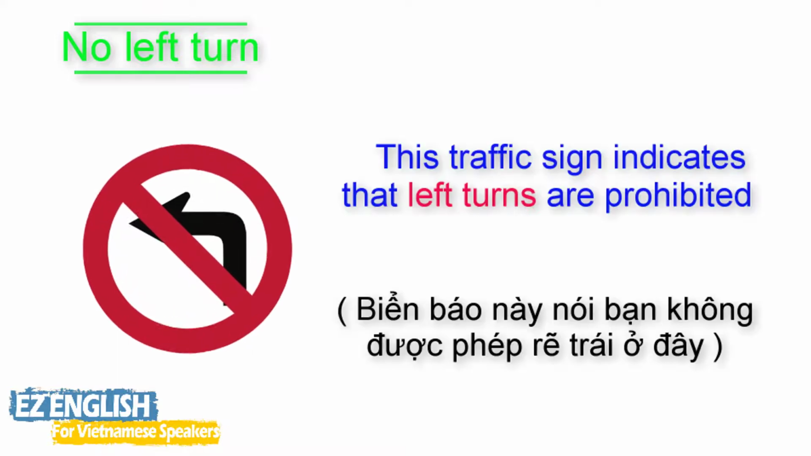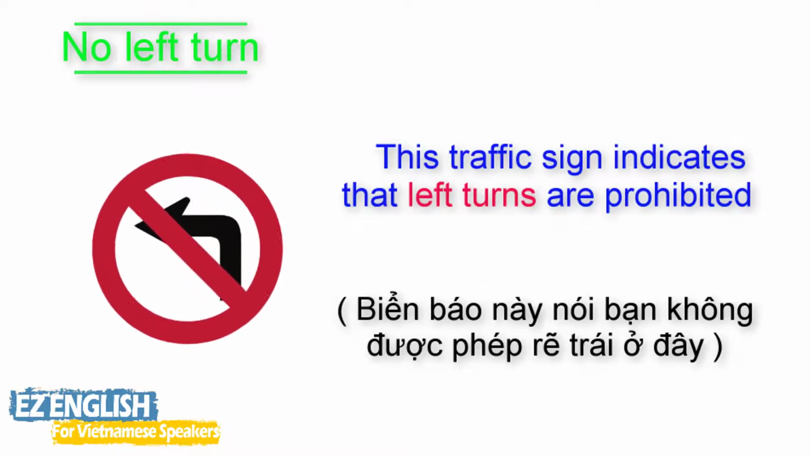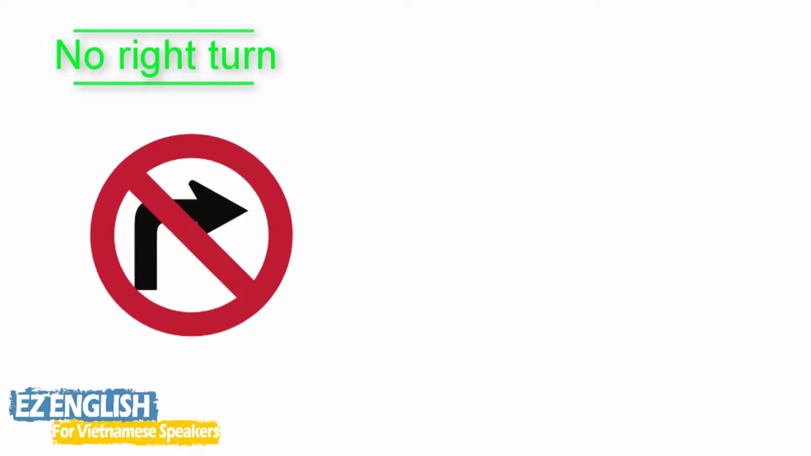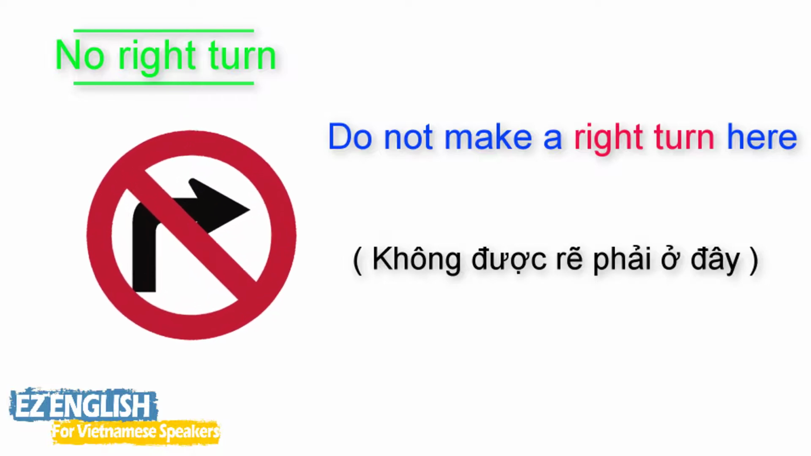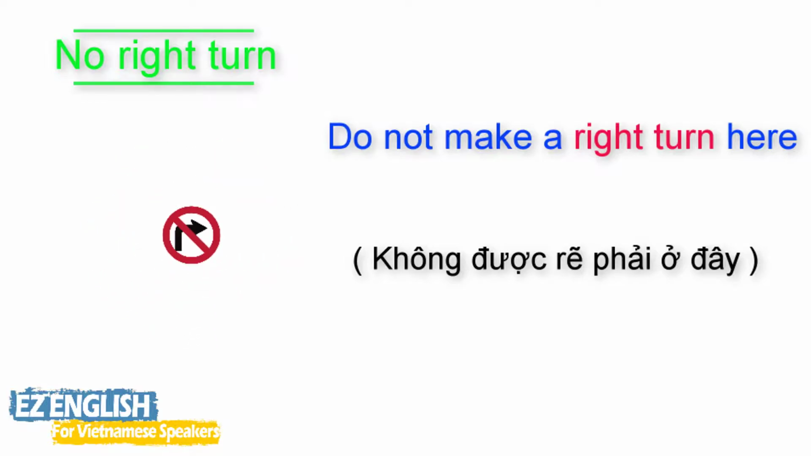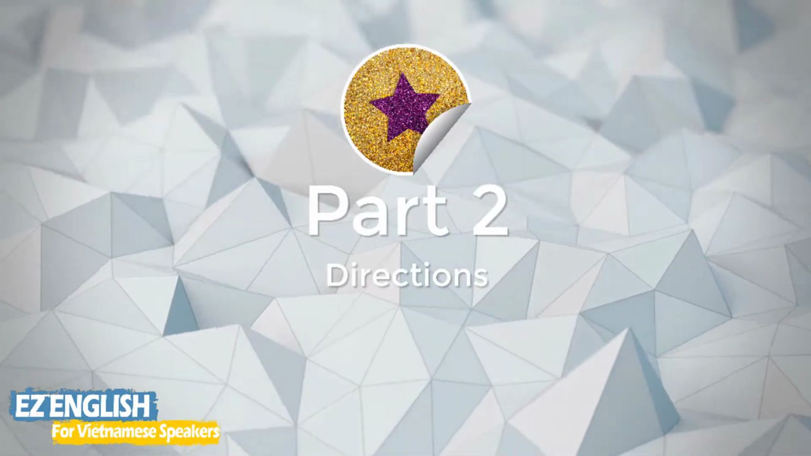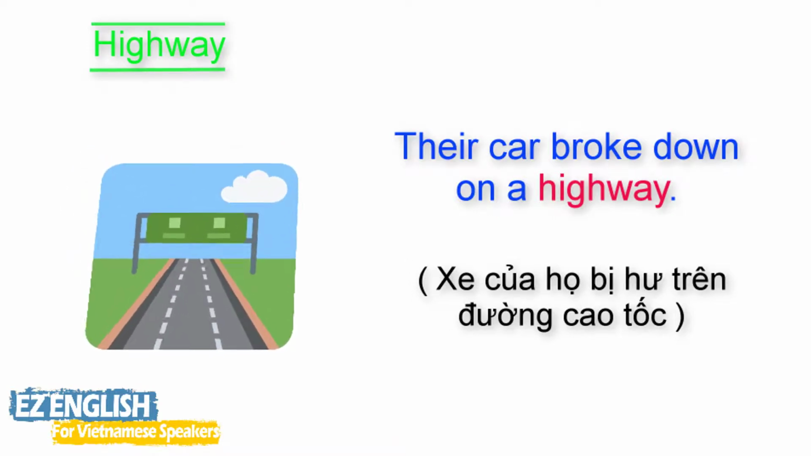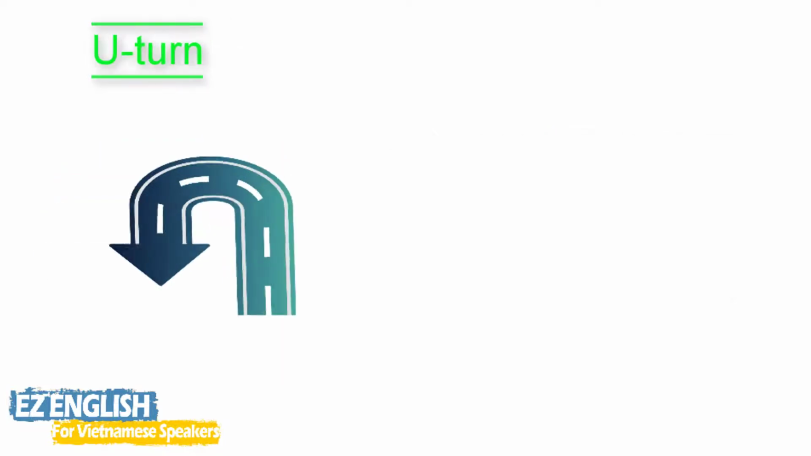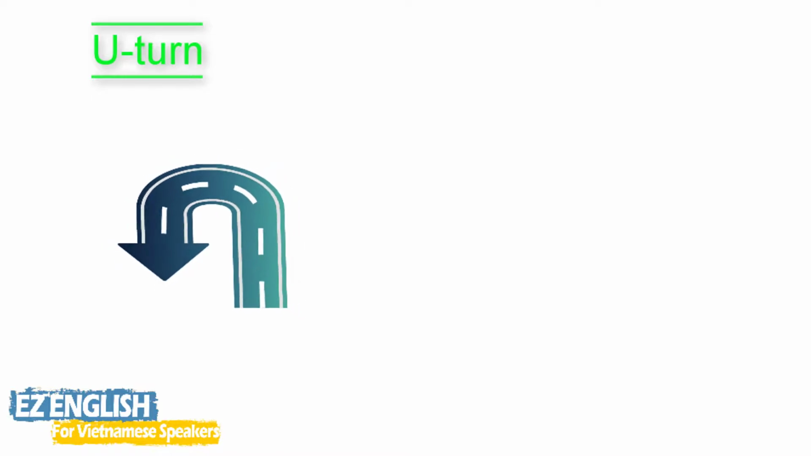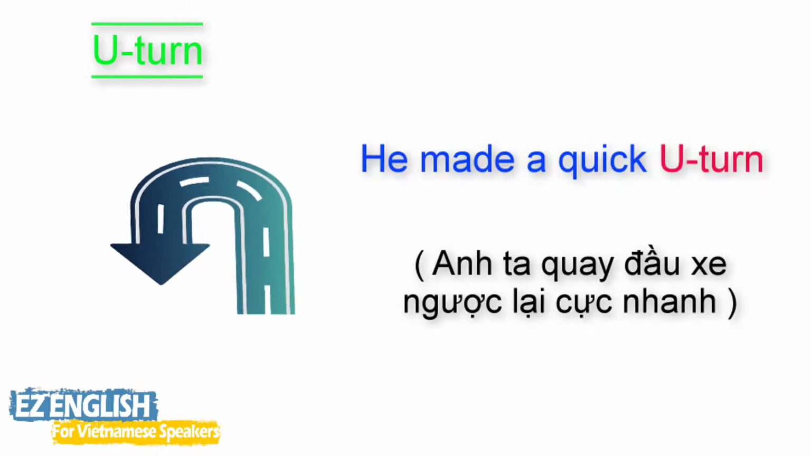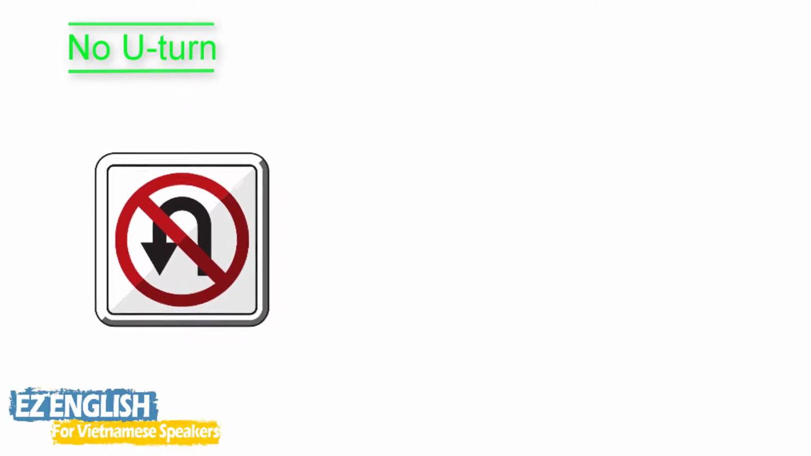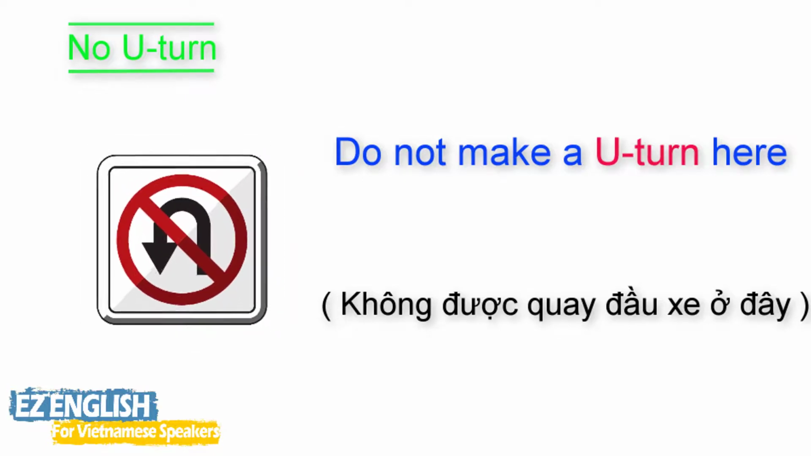No left turn. This traffic sign indicates that left turns are prohibited. No right turn. Do not make a right turn here. Highway. Their car broke down on a highway. U-turn. He made a quick U-turn. No U-turn. Do not make a U-turn here.